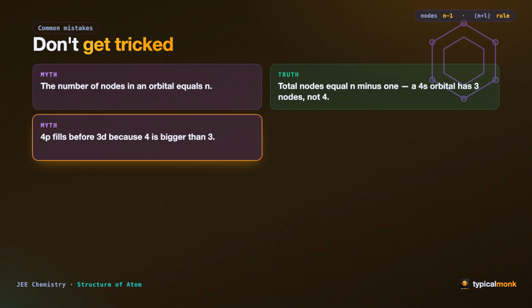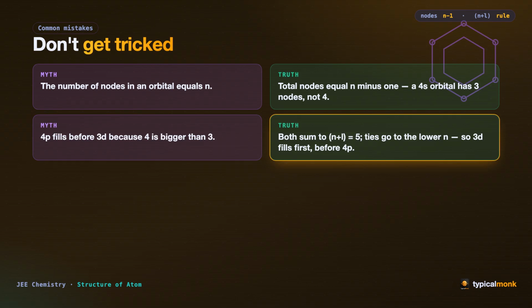Myth 2. 4p fills before 3d, simply because 4 is a bigger number than 3. The truth. Both orbitals sum to the same n plus l value of 5, and whenever 2 orbitals tie on that sum, the one with the lower n wins. 3d with the lower n fills first, before 4p, never after.